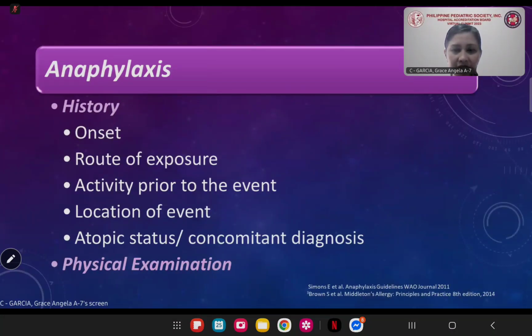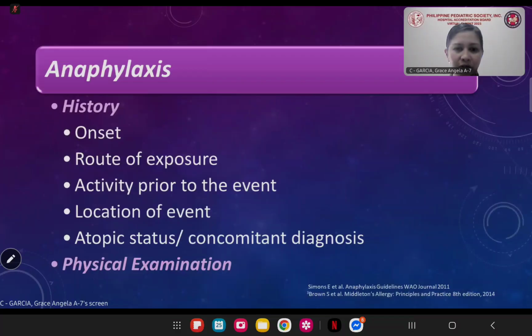So first off, for the history, the onset. You need to check when it started because the time frame is very important with regards to anaphylaxis. Most of the time, the occurrence should happen before 2 weeks, or sorry, before 2 hours. The longest would probably be 6 hours, but most of the time it would occur within the next 2 hours after exposure to the possible allergen.